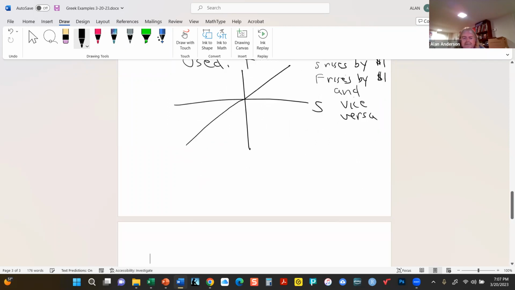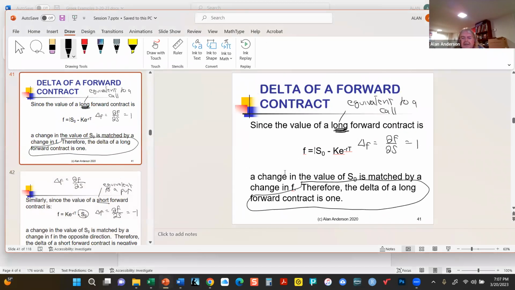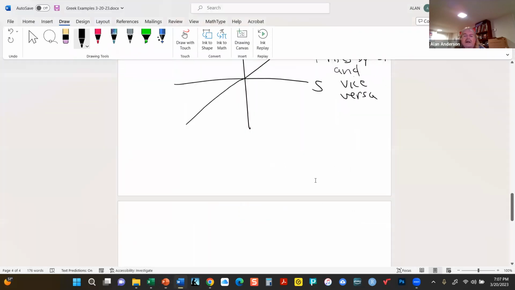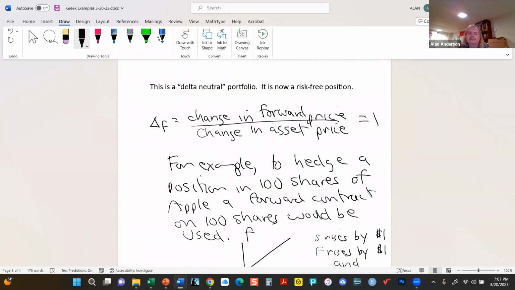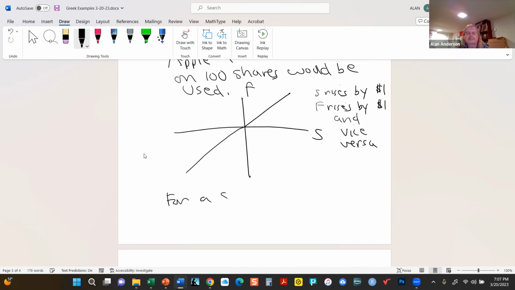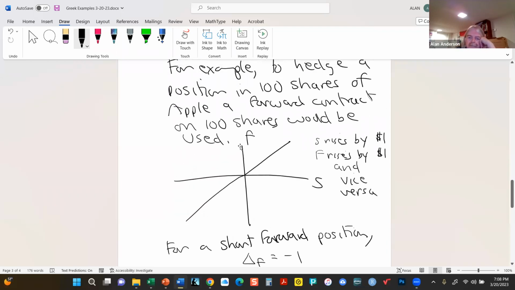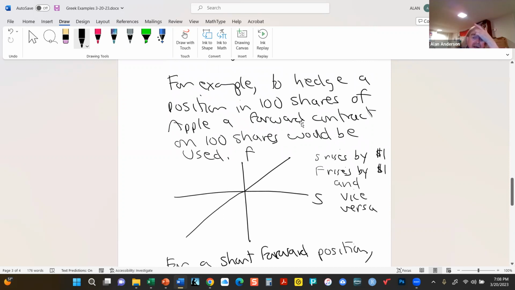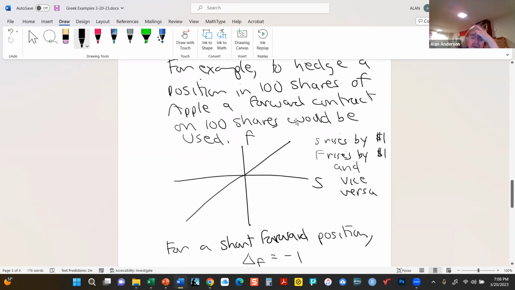All right, now, what other fun things do we need to know? Oh, right, actually what I should have said, for a long position, it would be 1. For a short position, it would be -1. Okay, that's more like it. So in other words, if I own the stocks, I would buy a short forward position, and so the deltas would cancel each other out.